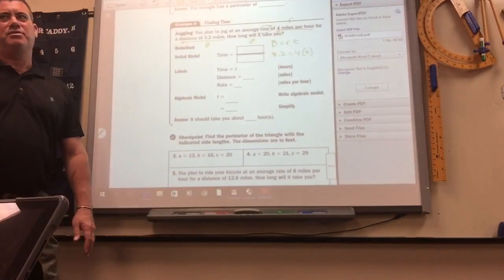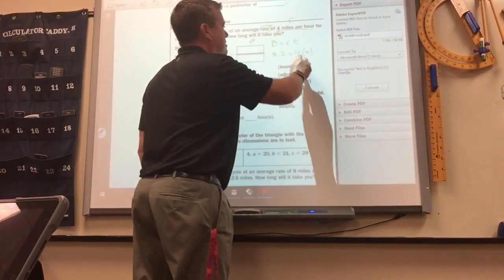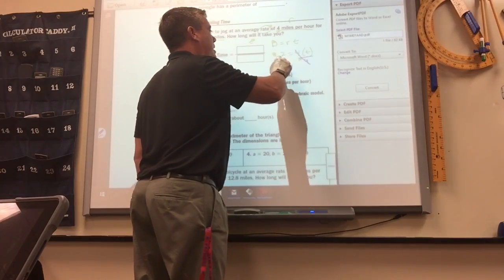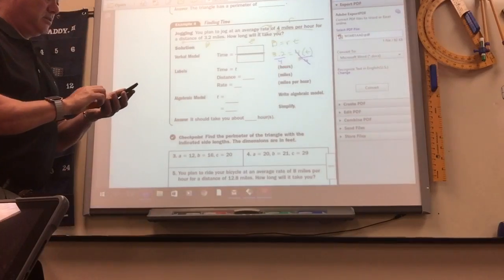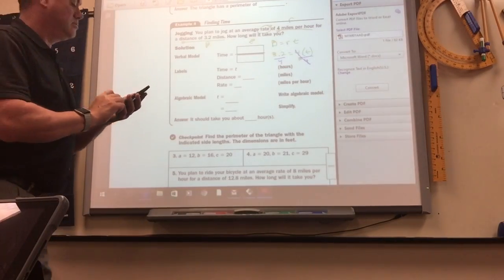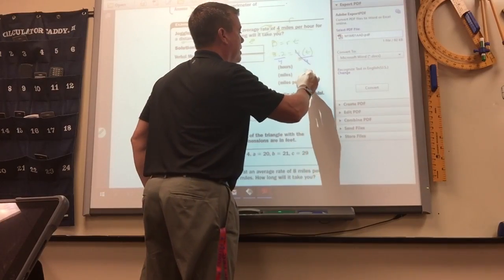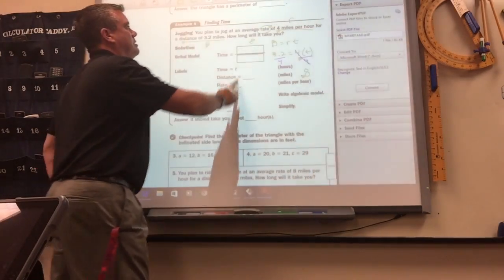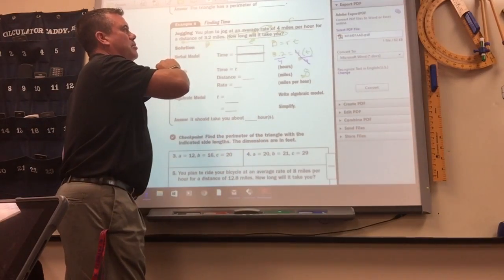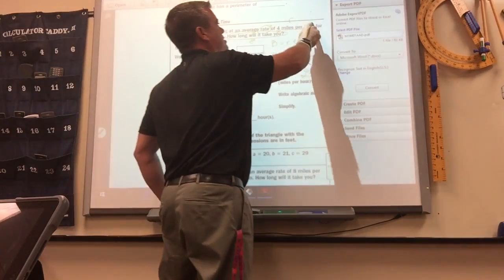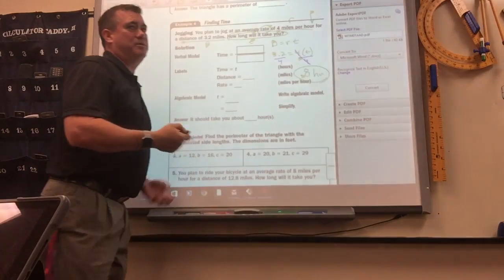So what do you got to do to solve this? Divide by 4. Divide by 4, and that would be 0.8. Now, what do you label it? Time, which would be labeled hours. Since this is miles per hour, it would be hours. If it was feet per second, it would be seconds.